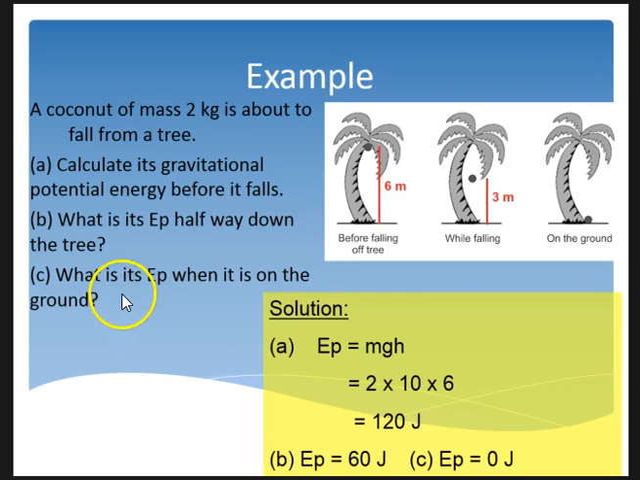Last question: what would be the EP of the coconut when it's on the ground? Since it's on the ground, the height of this coconut above ground is 0, and therefore the potential energy of this coconut would be 0 joules on the ground.